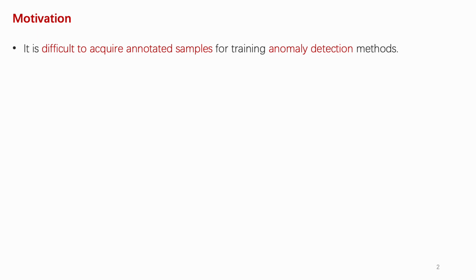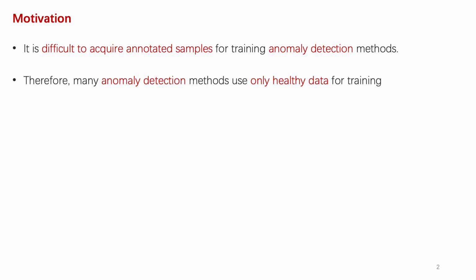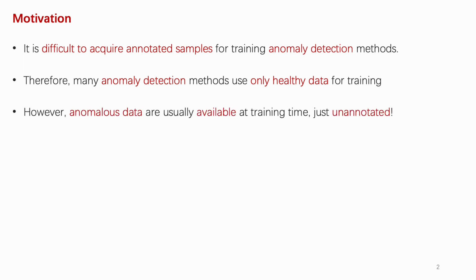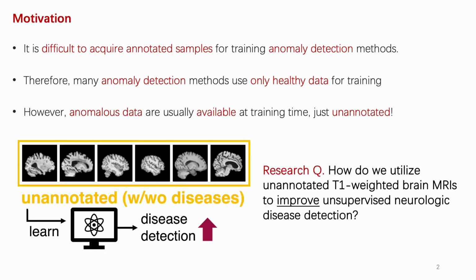It is difficult to acquire annotated samples for training anomaly detection methods. Therefore, many anomaly detection methods use only healthy data for training. However, anomalous data are usually available at training time, just unannotated. In this paper, we explore how do we utilize unannotated T1-Weighted brain MRIs to train a deep learning model and improve unsupervised neurologic disease detection.